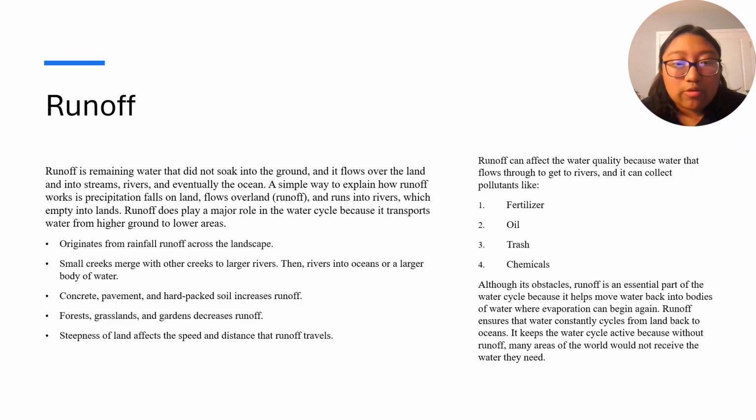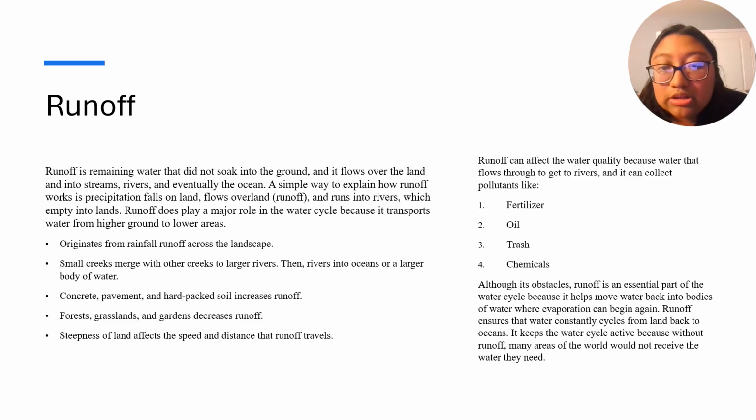Runoff originates from rainfall running across the landscape. Small creeks merge with other creeks into larger rivers, then rivers into oceans or a larger body of water. Concrete pavement and hard-packed soil increase runoff. Forests, grassland, and gardens decrease runoff because they absorb the water. Steepness of land affects the speed and distance the runoff travels.